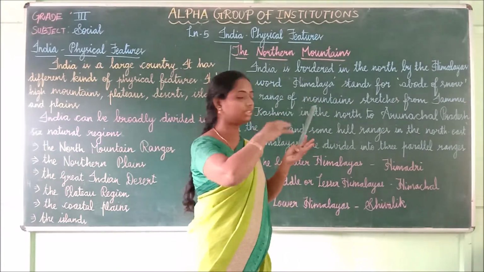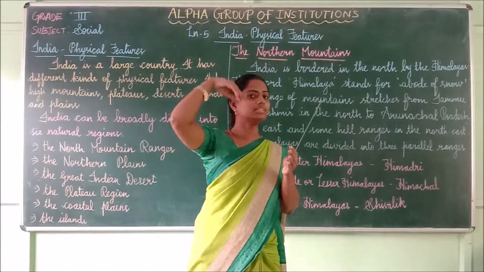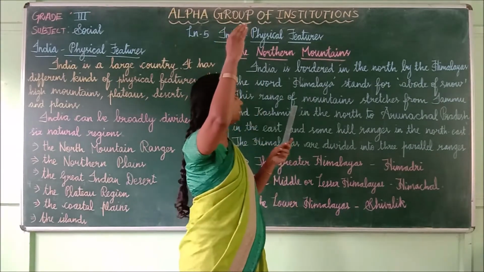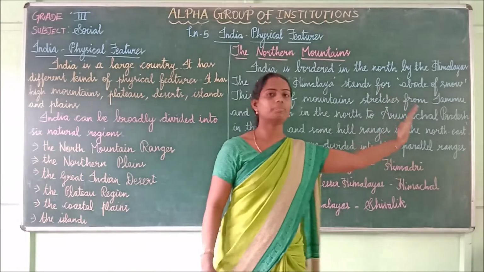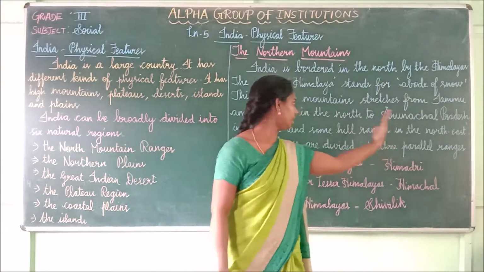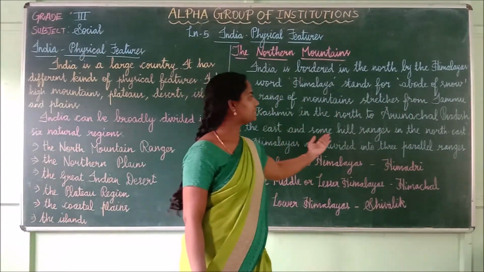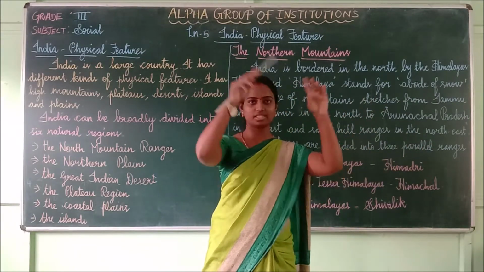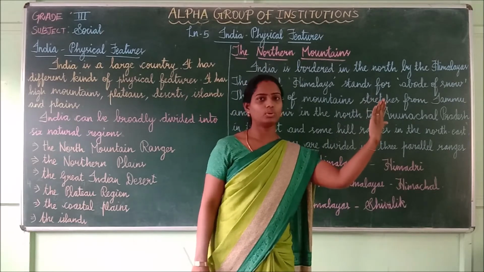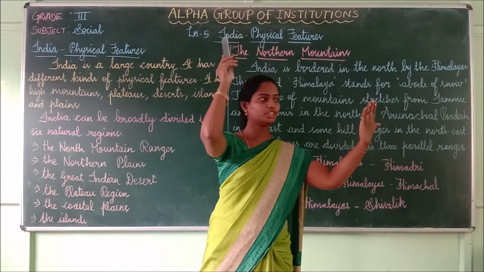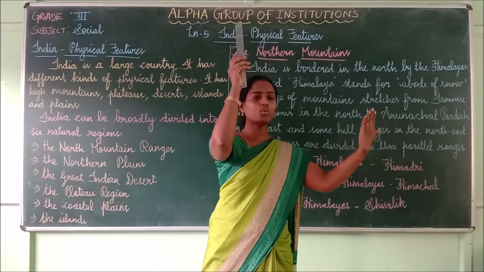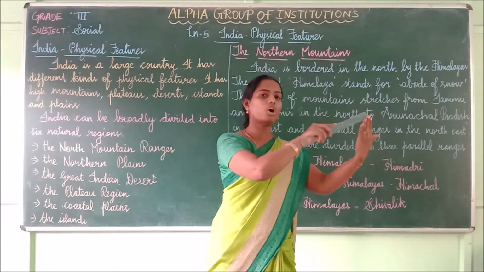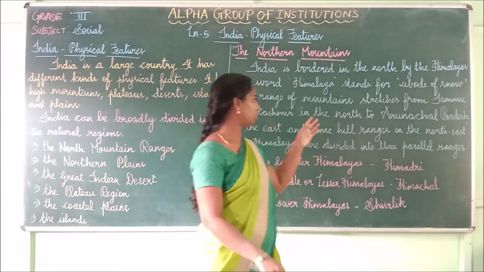They say it stretches from Jammu and Kashmir. You know that Jammu and Kashmir is on the northern side, isn't it? So from Jammu and Kashmir in the north to Arunachal Pradesh in the east, and some hill ranges in the northeast. If it is on the India map, they are talking about this side. From the north, Himachal Pradesh, Jammu and Kashmir, to Arunachal Pradesh, and also some hill ranges in the northeastern side. Okay, children, that is what is said.